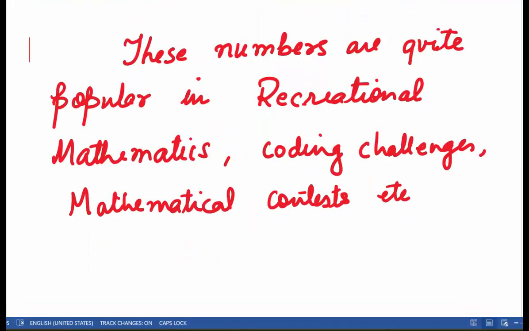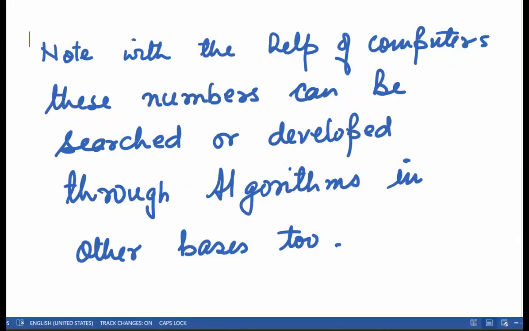So these new type of numbers which we have seen are quite popular in recreational mathematics, coding challenges, mathematical contests, etc. Now here we had only used base 10. We had used numbers in decimal notation. But with the help of computers, these numbers can be searched or developed through algorithms and other bases too.